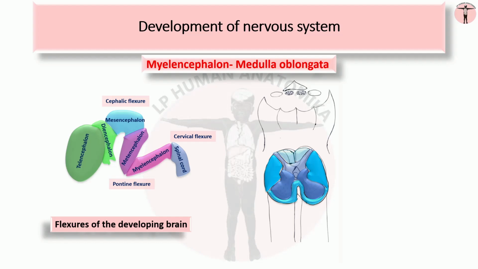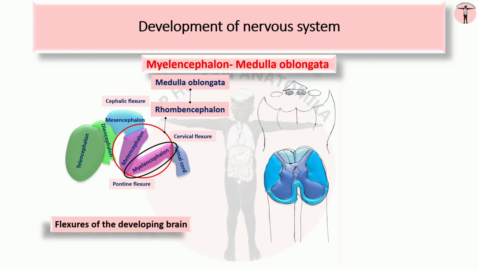So that was the development of the spinal cord. Now coming to the development of rhombencephalon, it gives rise to two parts: the caudal part called myelencephalon and the rostral part called metencephalon. The myelencephalon, developing from the caudal part of the rhombencephalon, gives rise to the medulla oblongata.